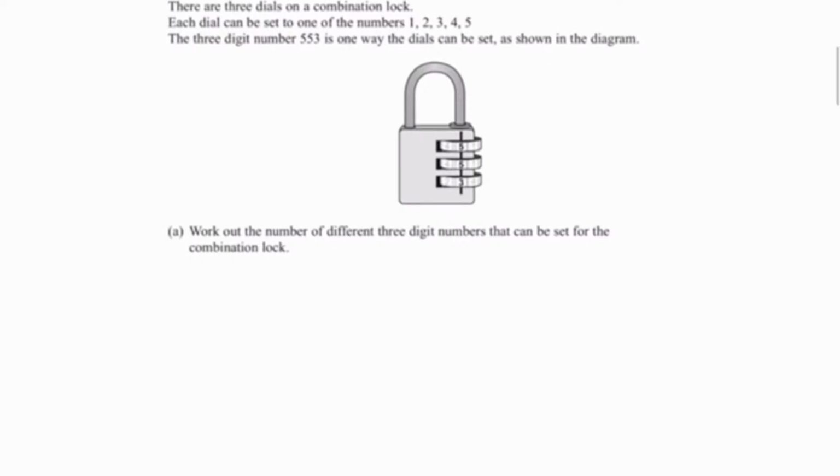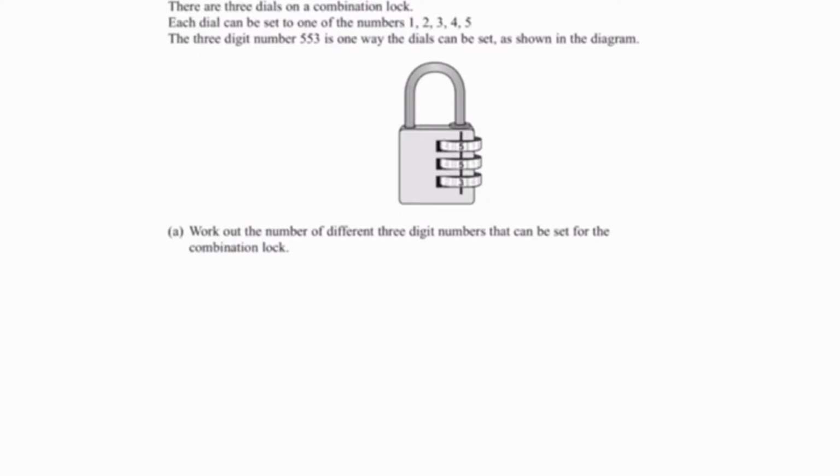Okay, so in this next question, we have a padlock. We're told there are 3 dials on a combination lock. Each dial can be set to 1, 2, 3, 4 or 5. The 3-digit 553 is one way that the dials can be set, so that's just an example. And we want to work out the number of different 3-digit numbers that we can have for this combination lock. So we just want to find all the combinations for this.